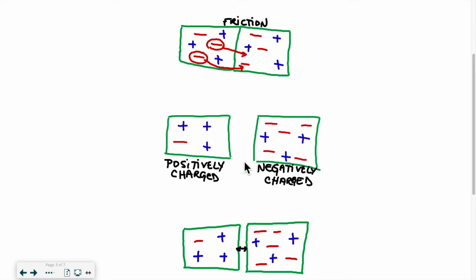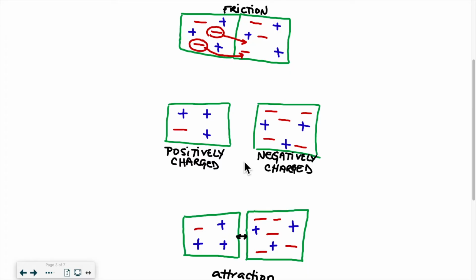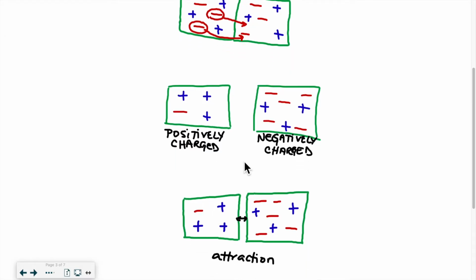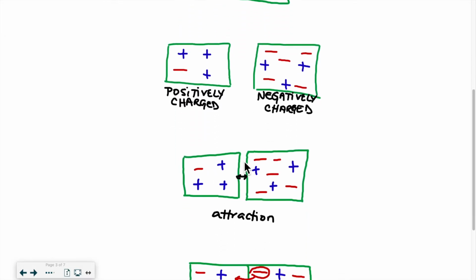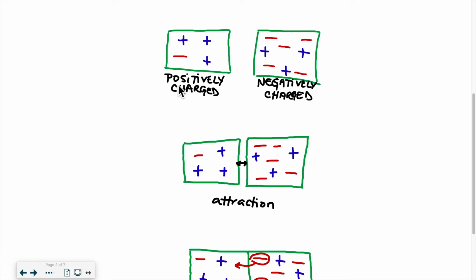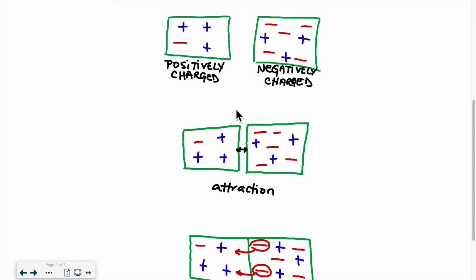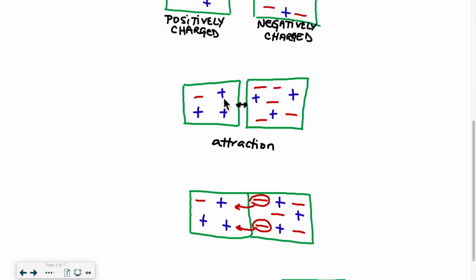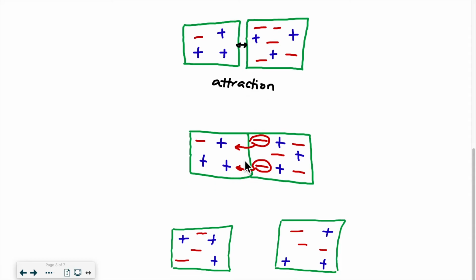Now, what would happen if you bring them closer? Not close enough to touch, just close enough so there is an interaction. There would be an attraction because one is positively charged, the other one is negatively charged, and we know that opposites attract. So they would attract each other. If they get close enough or if they touch again, then the electrons will travel back from the surplus side to the deficit side until both sides are equal again and neutral.